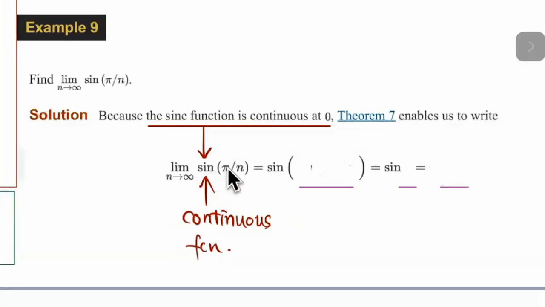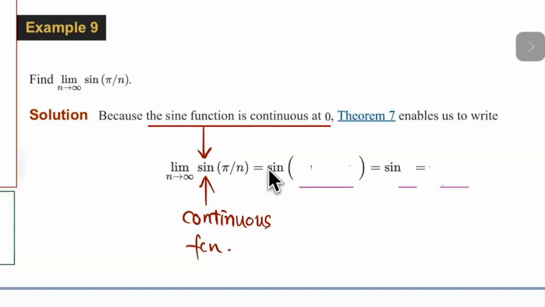We have sine of pi over n. Look at the outer function. The outer function is a sine function. I said it's a continuous function. Why? Does it have any break for the sine function? Right? The sine function doesn't have a break. It's continuous. Okay? So when it's continuous, you can actually bring the limit in.